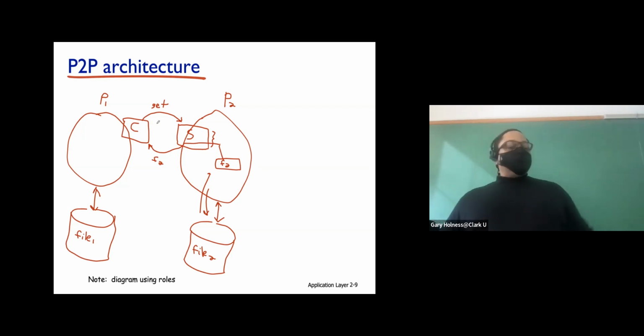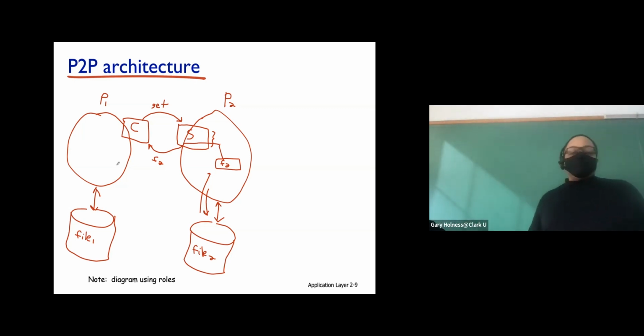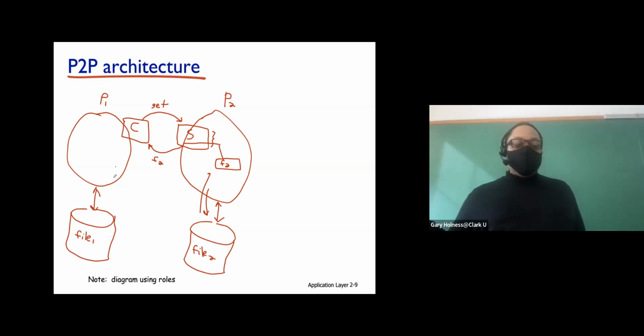That's the client-server interaction. Now, to be a peer, you have to implement the client role as well as the server role. And so peer one, okay, if you want to participate, you're not just going to be getting files from other people. You have to make your files available. So peer one implements a server role, and peer two implements the client role.